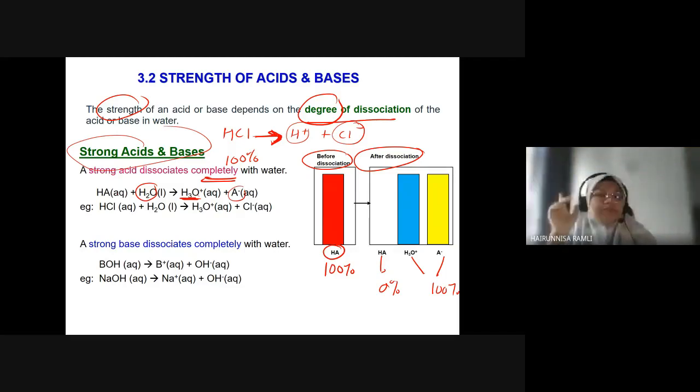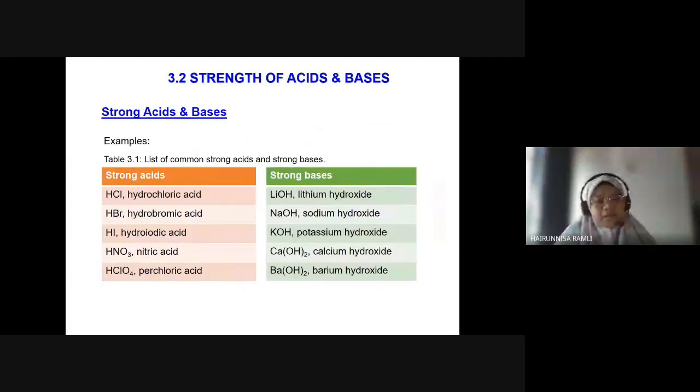Strong base also dissociates completely. So basically sama jugalah case eh. NaOH, dia akan dissociate completely, dapat Na plus, OH minus. So dia tak akan patah balik dapat NaOH. Dia tak ada baki-baki kat situ lah. Okay, no leftover of NaOH. Okay, so this is the examples, some of the common lah, common. Sebenarnya ada banyak lagi, okay. So the commons for strong acid and also strong base, okay. HCl, HBr, HI, HNO3, HClO4, okay. Ini contoh-contoh dia lah.